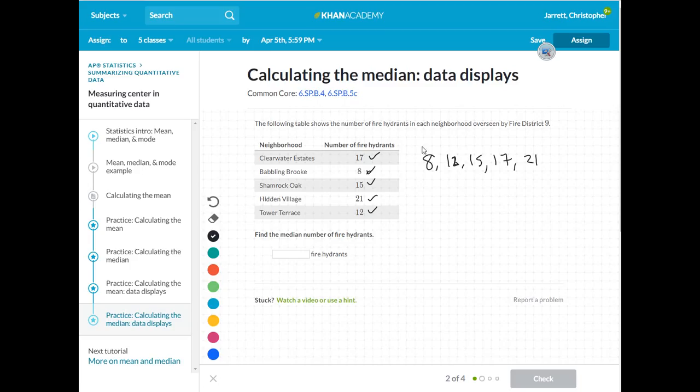So now that the numbers are in order, from the outside, 8 and 21, 12 and 17. So there's only one number in the middle, which is 15. So my median is 15.